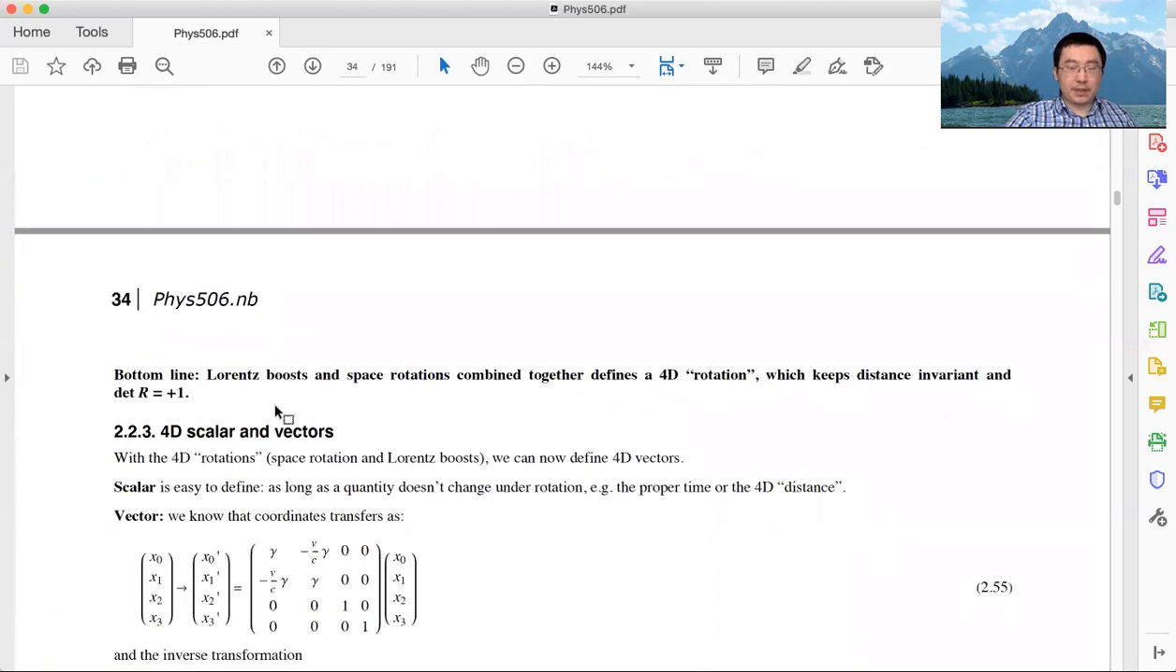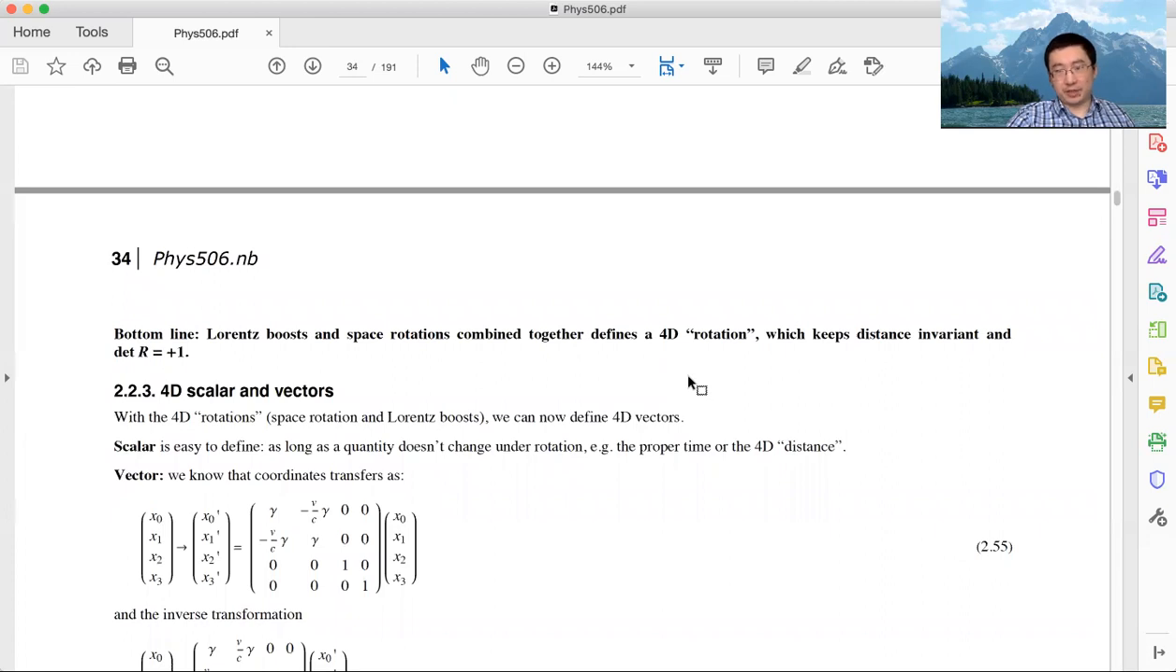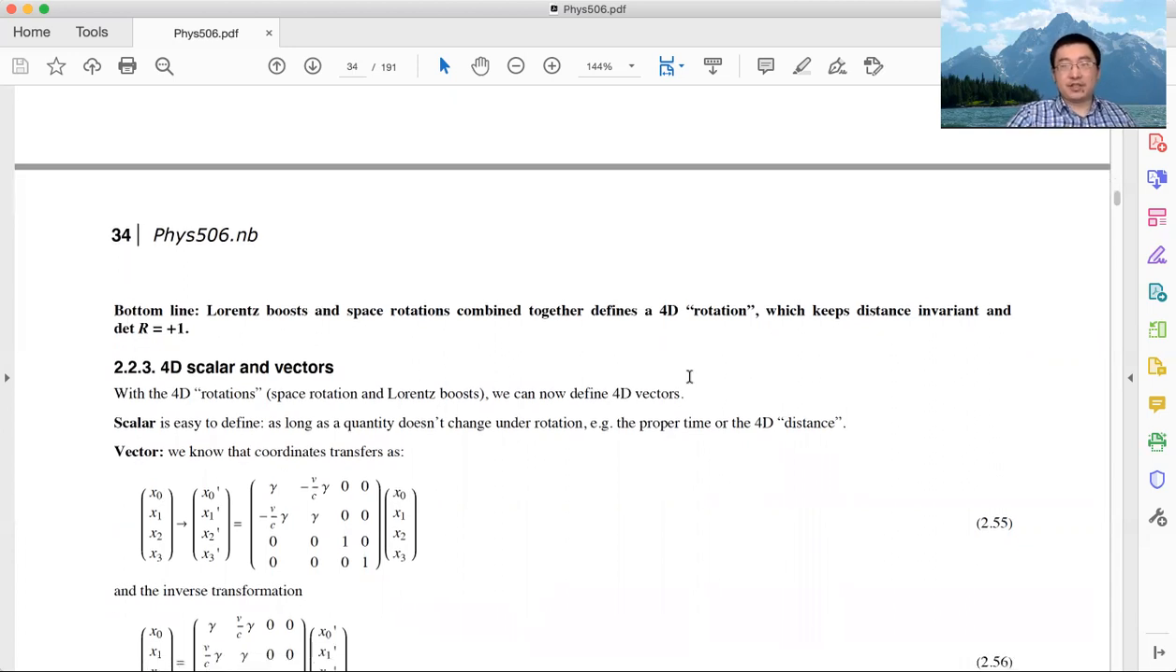Okay, so the bottom line: the Lorentz boost and the 3D spatial rotation combined together really give us a 4D rotation. It's a little bit different from 4D Euclidean space rotation because the metric tensor is a little bit different. It's +1 and -1 combined together. But the algebra and the mathematics share a lot of similarity. So SO(4) and SO(1,3), these two Lie groups are slightly different, but they share a lot of common properties.